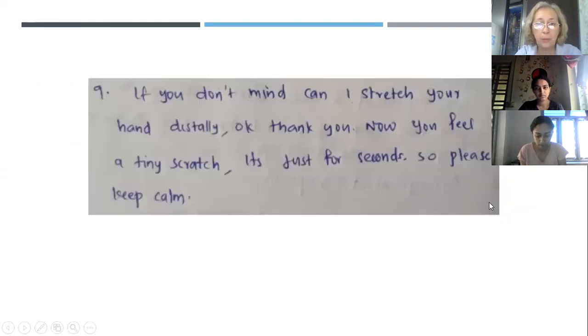Well, and one more example. If you don't mind, can I stretch your hand distally? Okay, thank you. Now you'll feel a tiny scratch. It's just for seconds, so please keep calm. Also, polite formulas are used here.